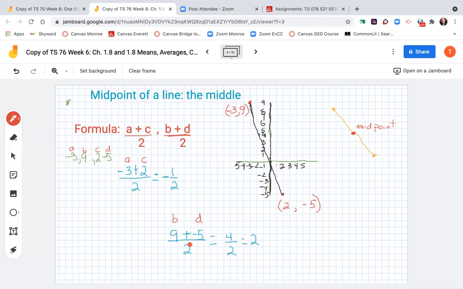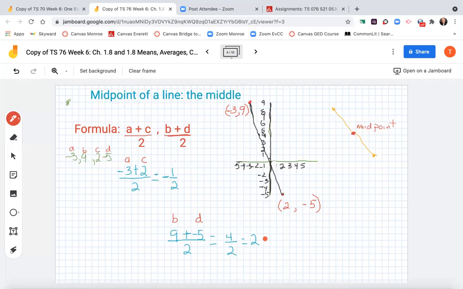Hopefully what you're seeing here, and this will help your eyes and your mind to understand this, is that all these letters just stand for the letter of the coordinate. Just use the one that matches up with it. So 9 plus -5 is 4 over 2, and 4 over 2 equals 2. That's my y coordinate.